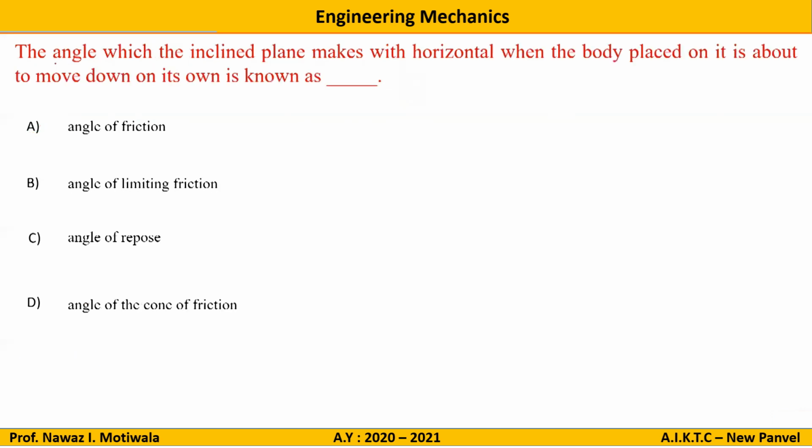Next question. The angle which the inclined plane makes with the horizontal when the body placed on it is about to move down on its own is known as. For the definition of angle of repose, we have seen this, that if the body slides on its own at some angle theta, then it is known as angle of repose. So the answer will be option number C, angle of repose.